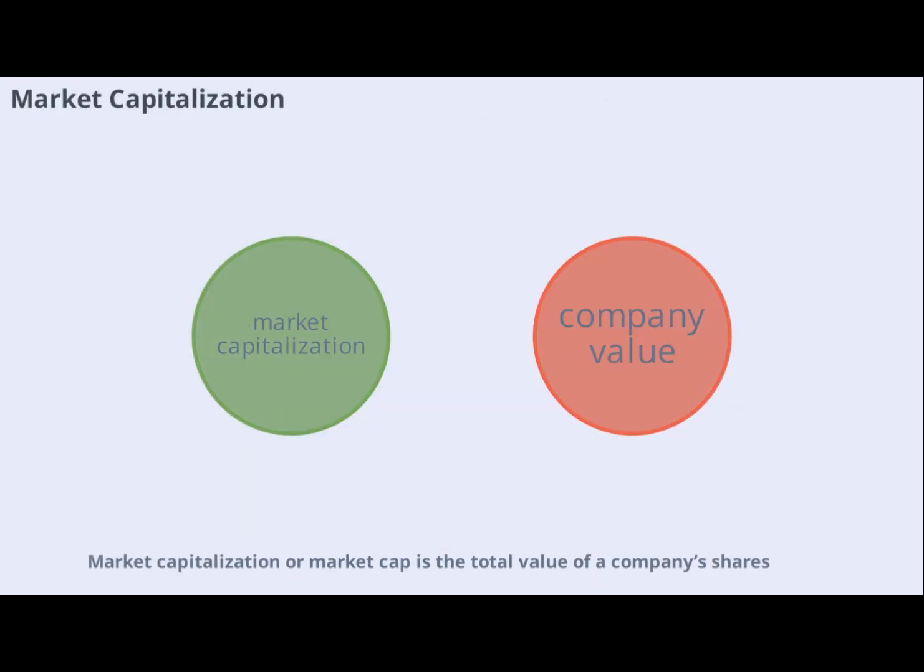Market capitalization, or market cap, is the total value of a company's shares. It's calculated by multiplying the current share price by the total number of shares outstanding. Market cap helps investors compare companies of different sizes and is often used to classify stocks as large cap, mid cap, or small cap.